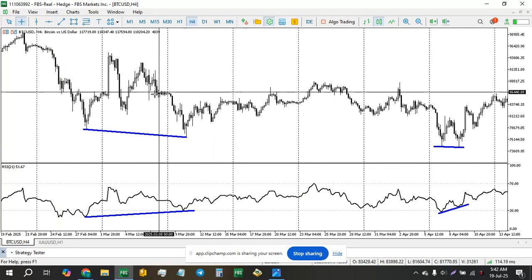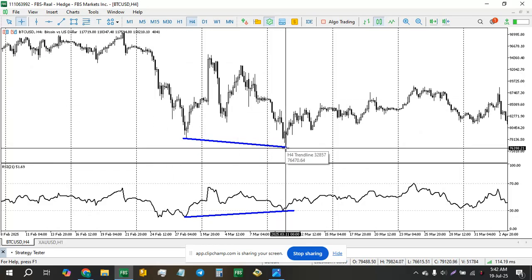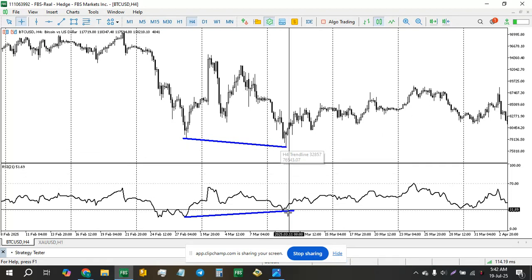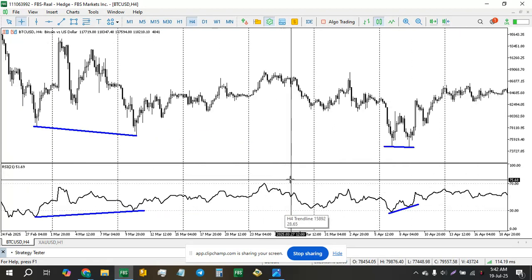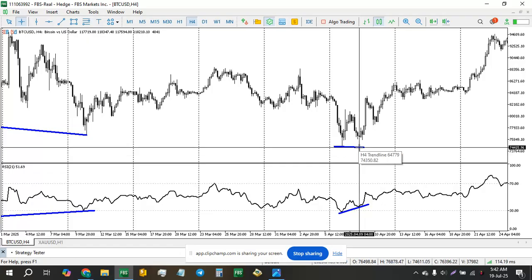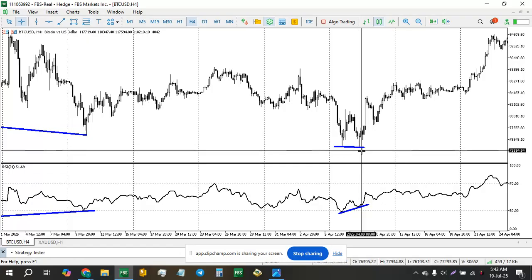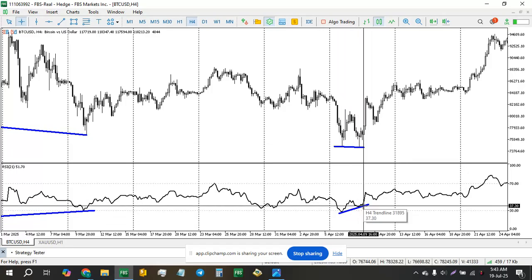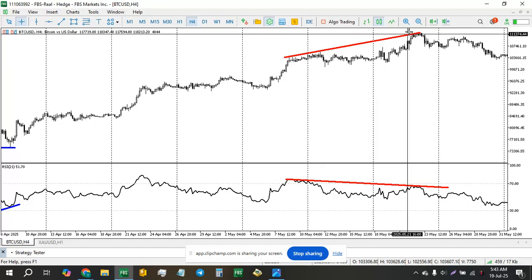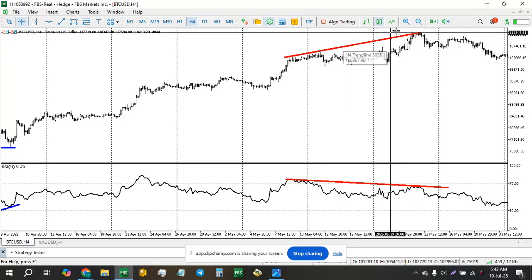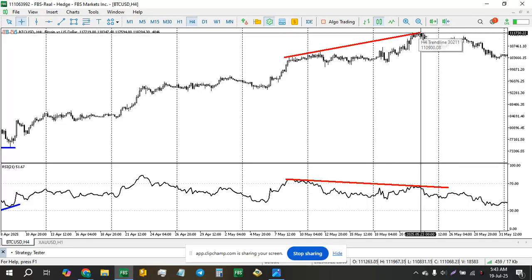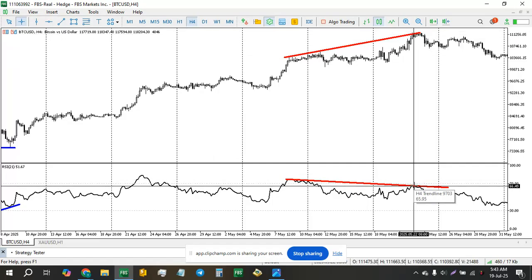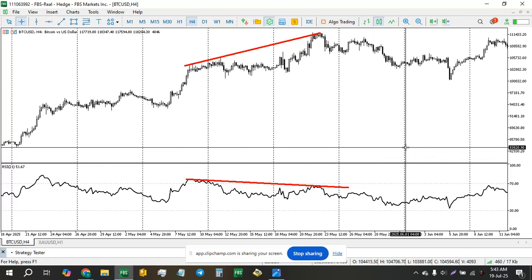You can see this is a regular divergence because the price formed a lower low while the oscillator formed a higher low. And same thing here, this is also a regular divergence because the price formed a lower low while the oscillator formed a higher low, and this is also a bearish regular divergence because the price formed a higher high and the oscillator formed a lower high.